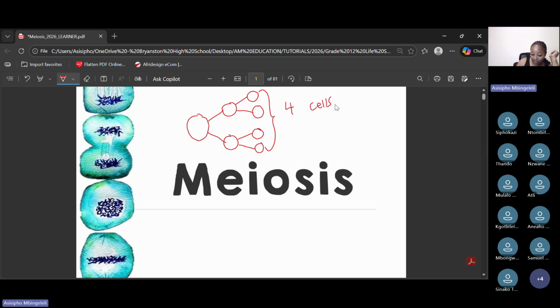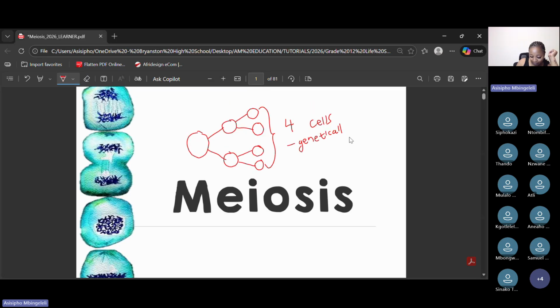Non-identical. These 4 cells, we say they are genetically non-identical. That's what we said.